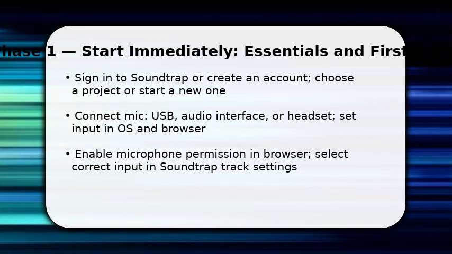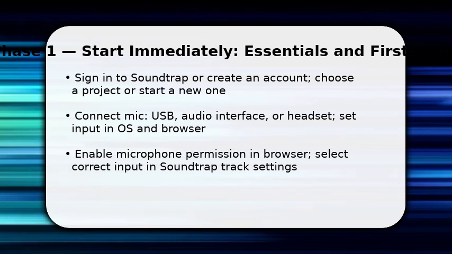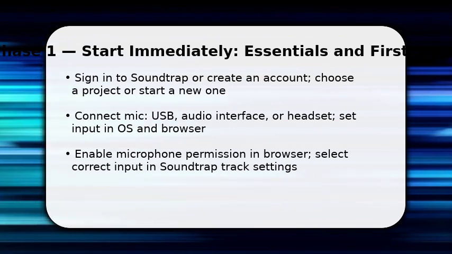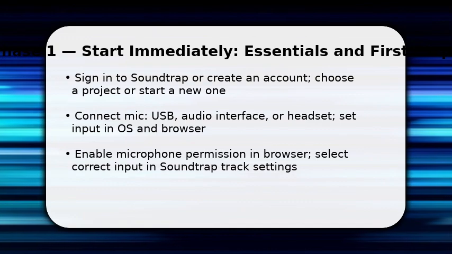You start by opening Soundtrap and picking or creating a new project so you can record immediately. Once done, plug in your microphone, USB headset, or an interface, and set it as the system input so Soundtrap receives clean audio. Make sure to grant microphone permission in your browser or app, otherwise the track won't capture sound. Then, in Soundtrap, add a new vocal or import track and select the same input to lock the signal path.